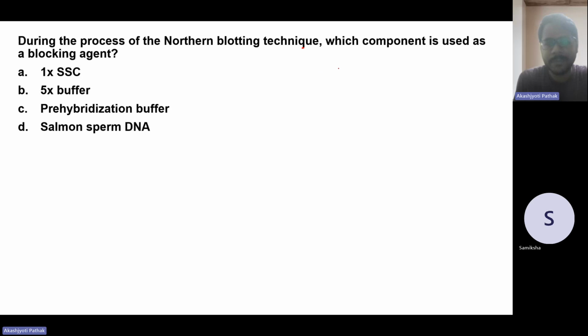Once you have transferred the RNA from the gel onto a nitrocellulose membrane or a nylon membrane, then before adding the complementary RNA probe, you need to add a blocking agent. You need to dip the membrane in a buffer containing skim milk or BSA.